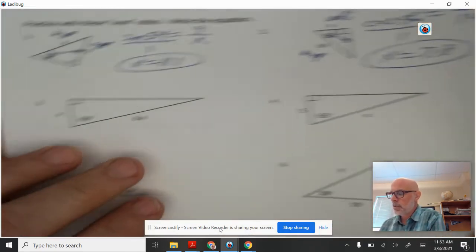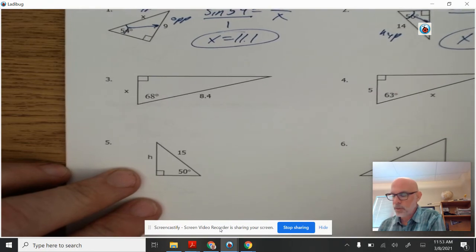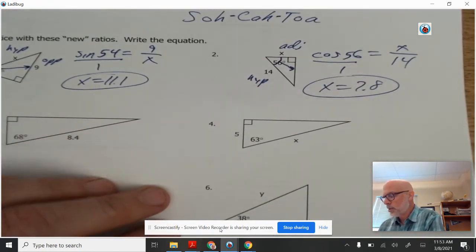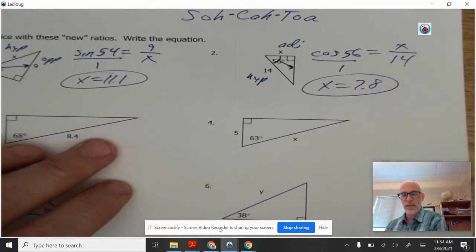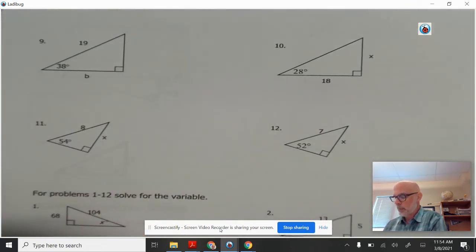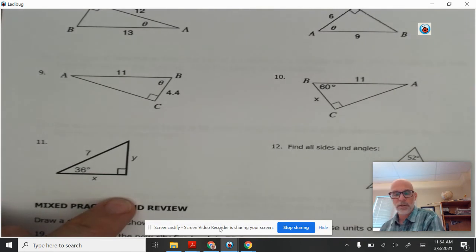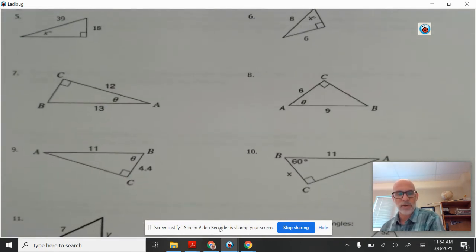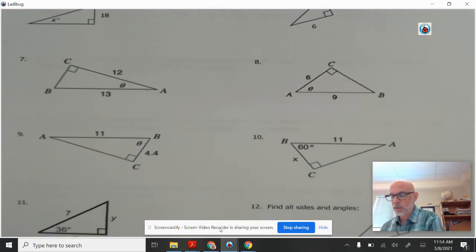Okay. You continue to do these the same way. You just have to decide. And what you should be able to do now is practice this on page 4, page 5, and down through page 6. All lots of practice for you deciding what's going on.